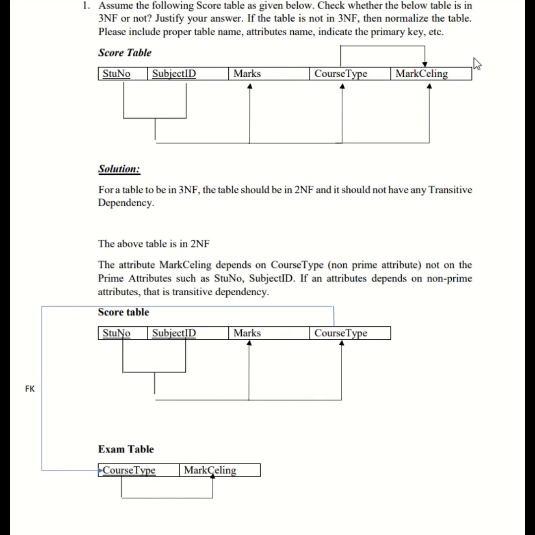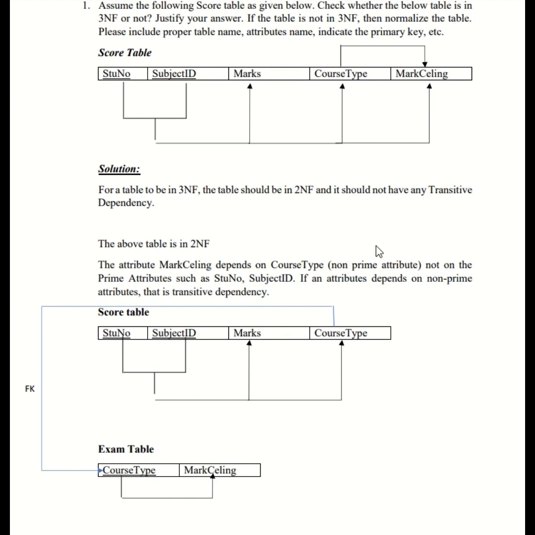It has 5 attributes. By looking into the attributes without the data even, logically speaking, all the 5 attributes are atomic. Okay, no multi-valued attributes. So I can say it's in first normal form. And look for the functional dependency. I didn't see any partial dependency. Partial dependency means, let's look into it. Student number and subject ID uniquely determines the mark, course type, and then ceiling.